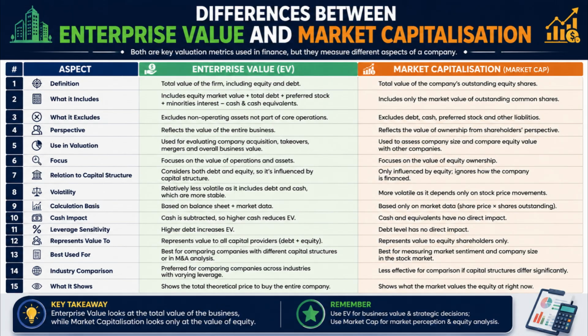Number 2. Enterprise value includes market value of equity, debt, preferred stock, and minority interest minus cash, whereas market capitalization includes only the market value of common shares. Number 3. Enterprise value excludes non-operating assets from core business valuation, whereas market capitalization excludes debt, cash, preferred stock, and other liabilities.